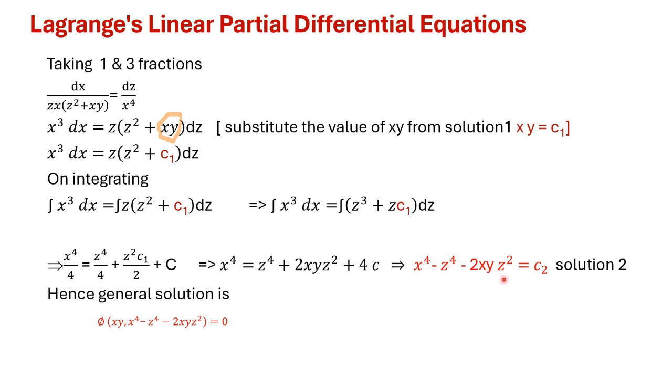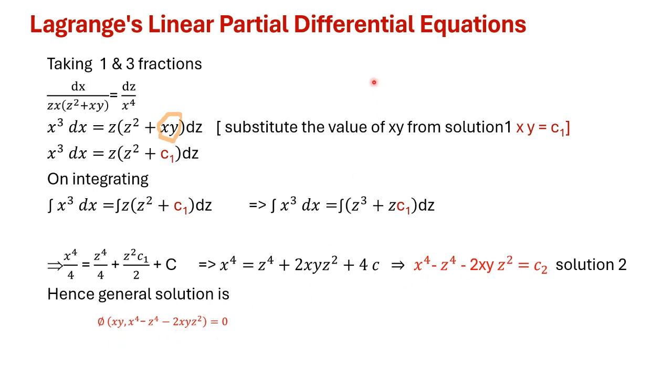This is solution 2. So the general solution is equal to psi of solution 1 and solution 2. Solution 1 is xy and solution 2 is this. So this is the required general equation.